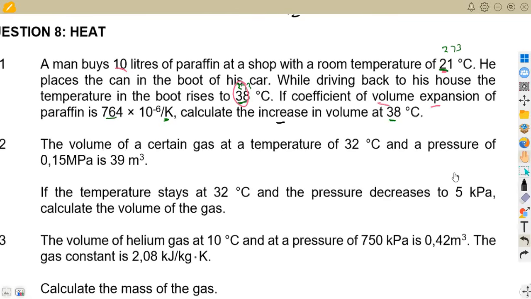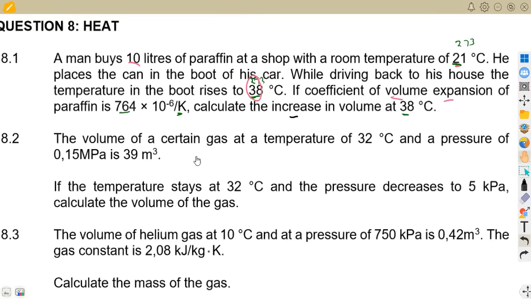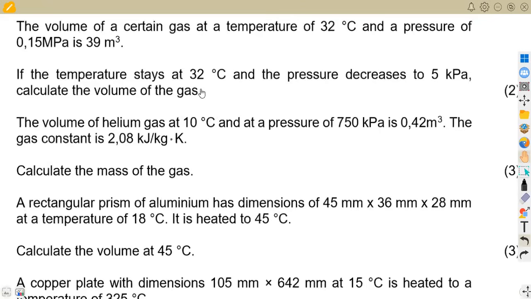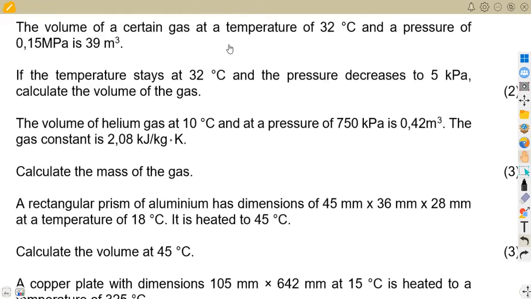If it was a negative, it means we are talking about a decrease in that case. All right. Then we've got 8.2. On 8.2, we are given that the volume of a certain gas is at a temperature of 32 degrees Celsius, and we are given a pressure of 0.15 megapascals. In this case, the volume is 39 cubic meters.